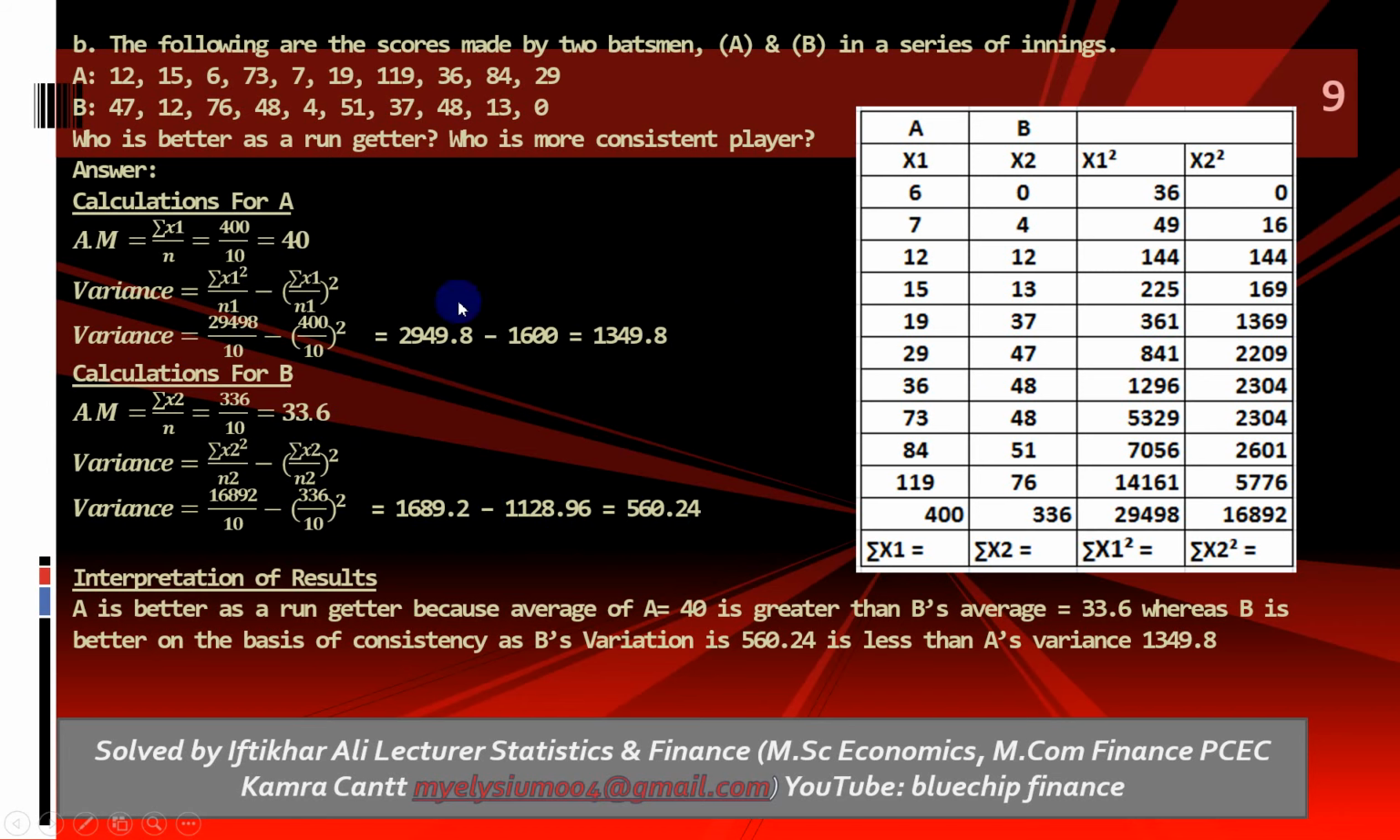Because the variance of batsman A is 1349.8, which indicates that this batsman is too risky, because there is a lot of variation in the scores of this batsman. So it means he can be out on 0, he can be out on maybe 7, or in the next match he can make 70 runs or 80 runs. So player A will be risky.